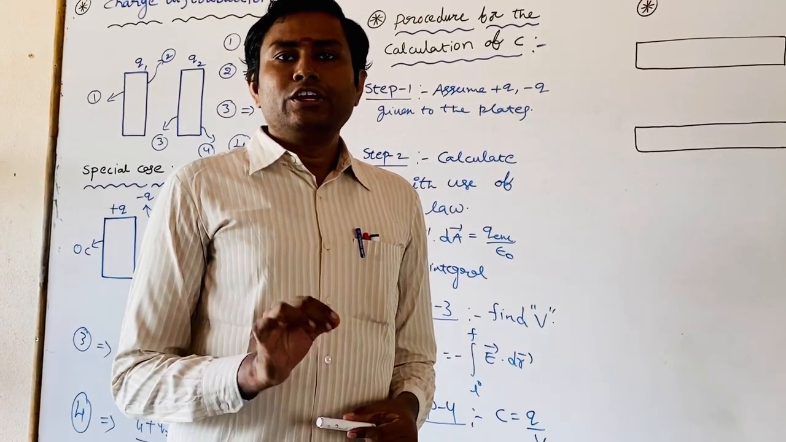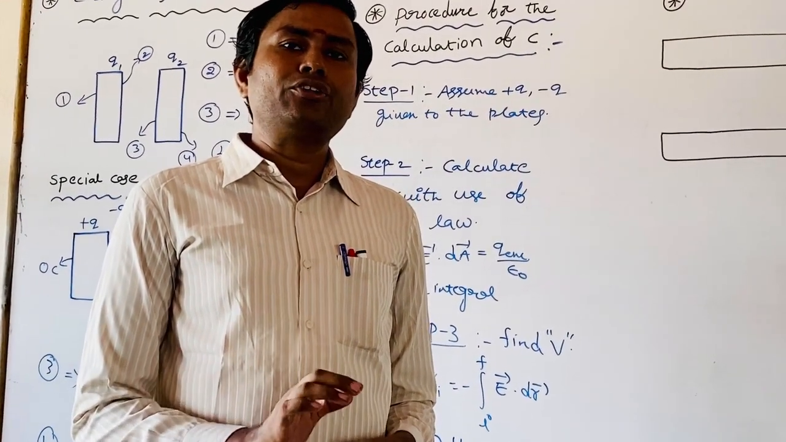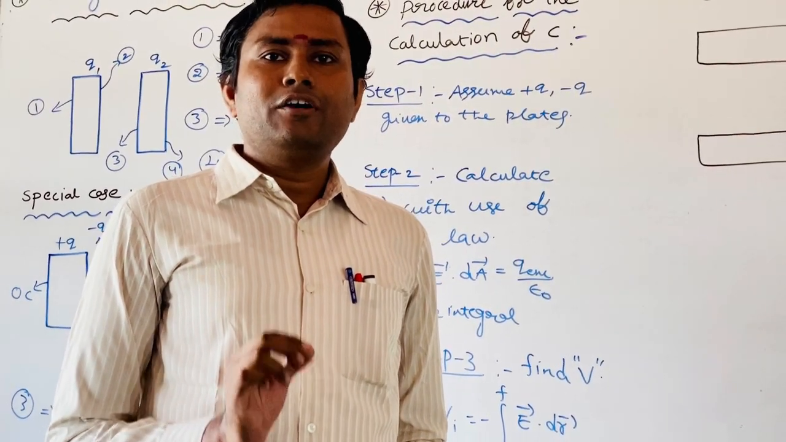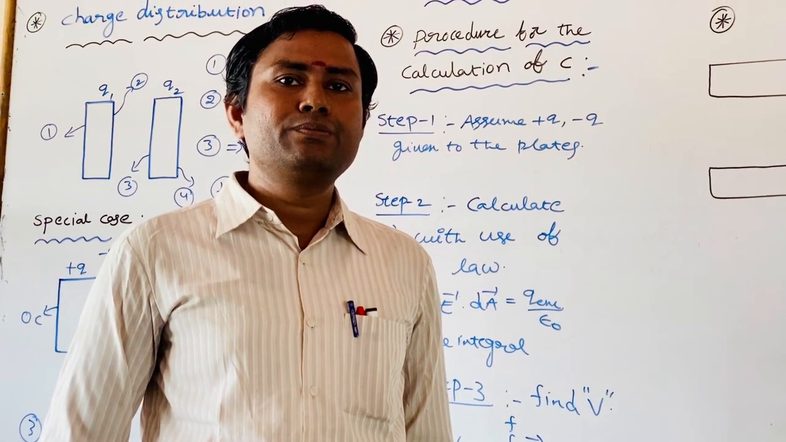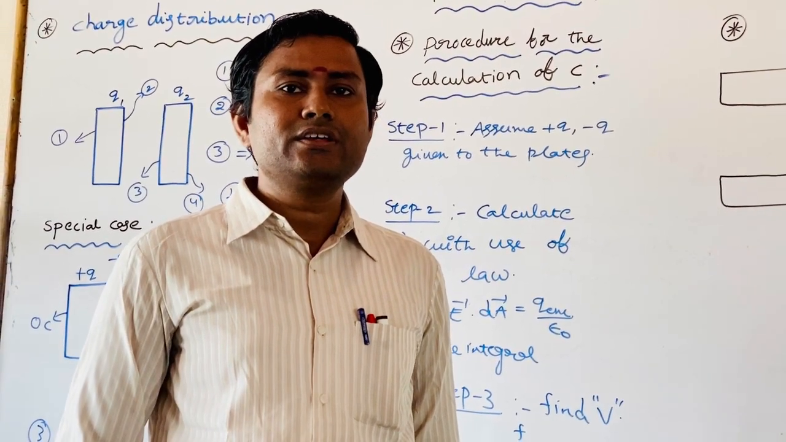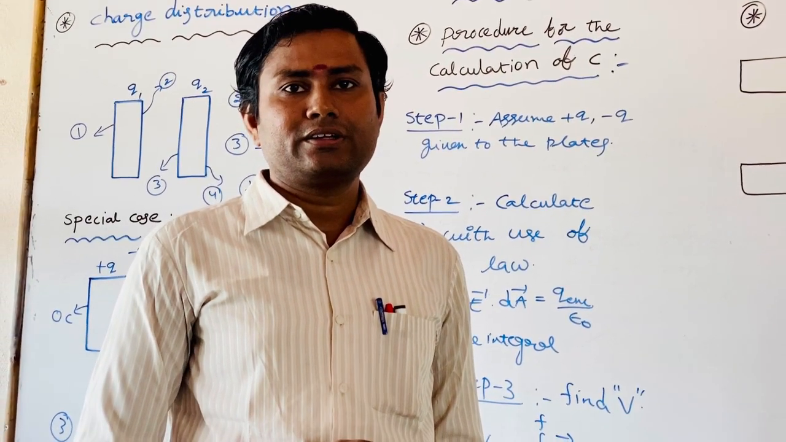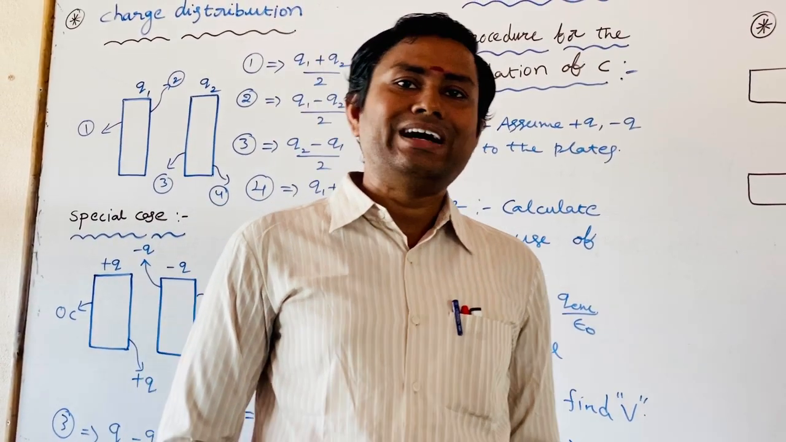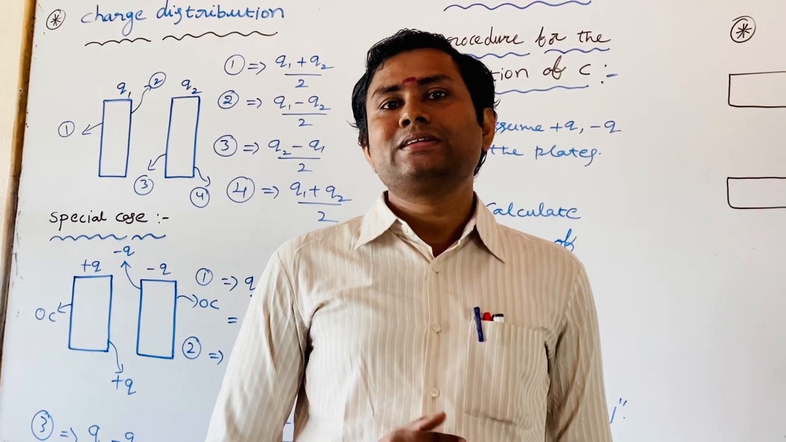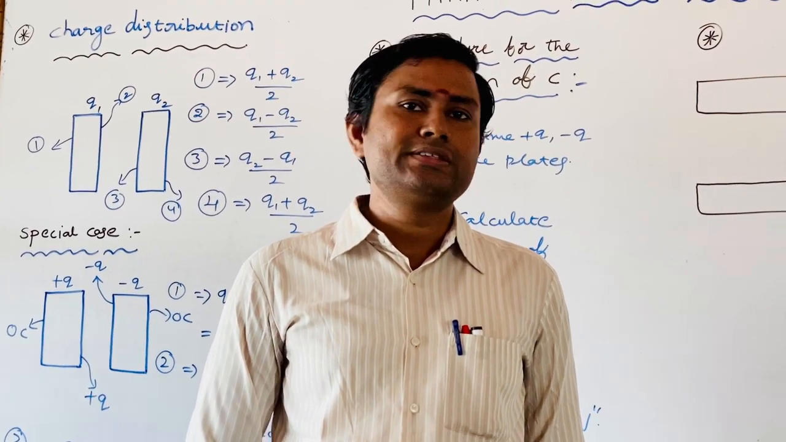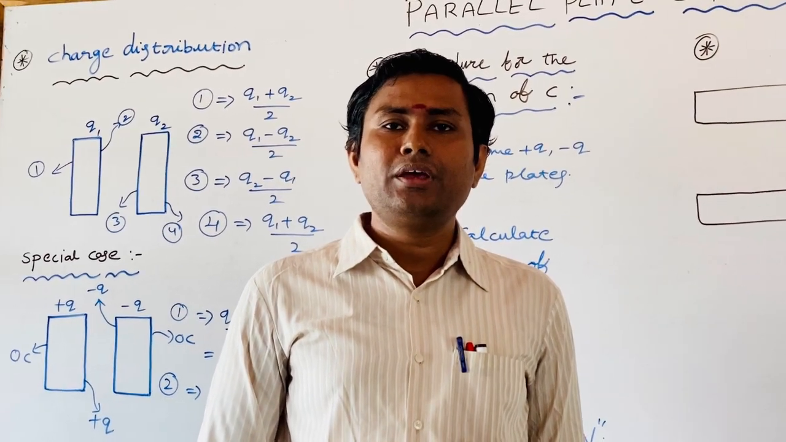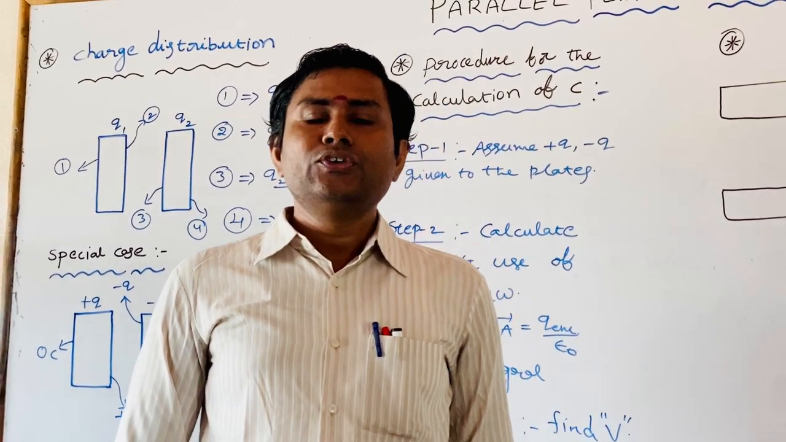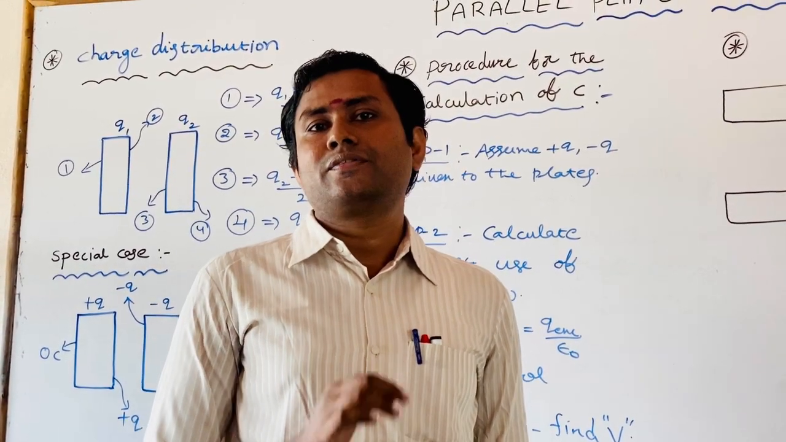First step, give charges that are equal in magnitude and opposite in sign to the plates of the capacitor. Remember, after giving the charge, it entirely distributes on the faces that are against the surface of the conductor. Later, evaluate the electric field with the help of Gauss law. Gauss law says the electric flux through a closed surface is always equal to 1 by epsilon naught times the net charge enclosed by the Gaussian surface. By using Gauss law, we will calculate the electric field.